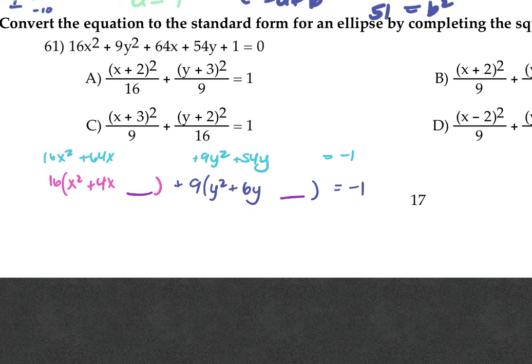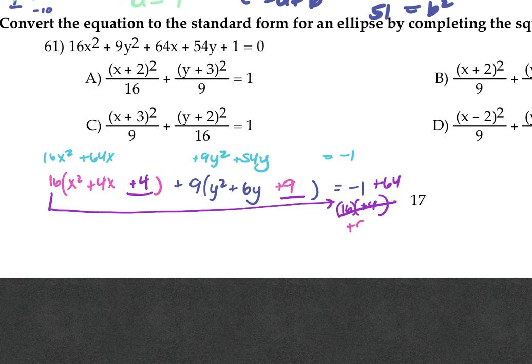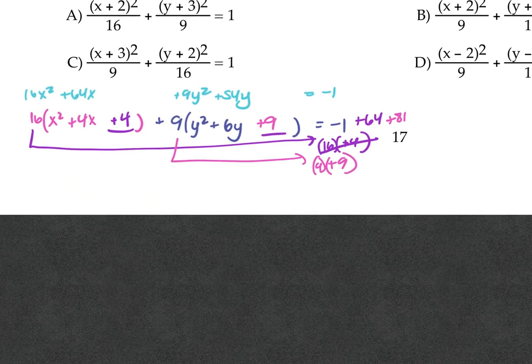So I take the 4, divide it by 2, square it. It's 4, so I'm going to add 4 here. Normally I'd add 4 over here, but I have to multiply by 16 first, which means I'm adding 64. Then I take the 6, divide it by 2, it's 3, square it, it's 9. I'm going to add it here. Normally I'd add it down here, but I have to multiply it by 9 first, which means I'm adding 81. So then I end up with 16 times x plus 2 squared plus 9 times y plus 3 squared equals, this is 63 plus 64 plus 81, which is 144. That should be 144.